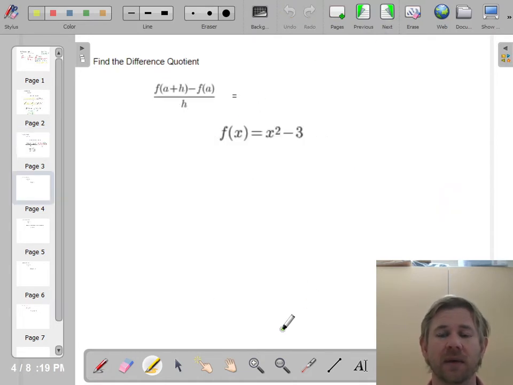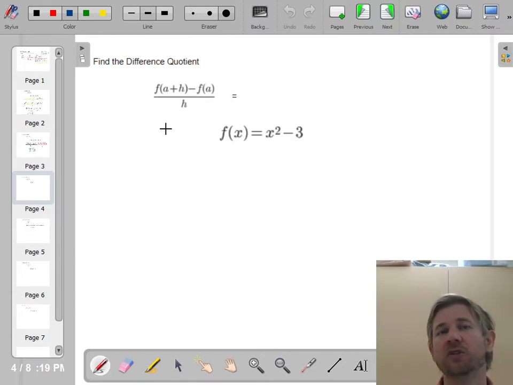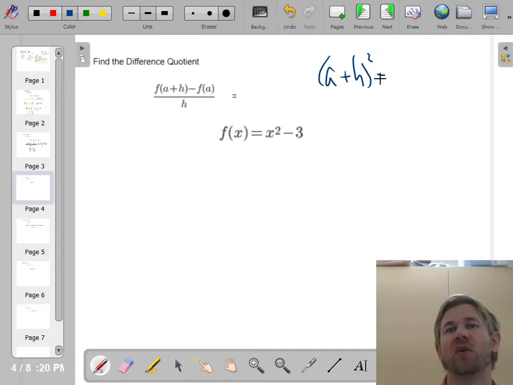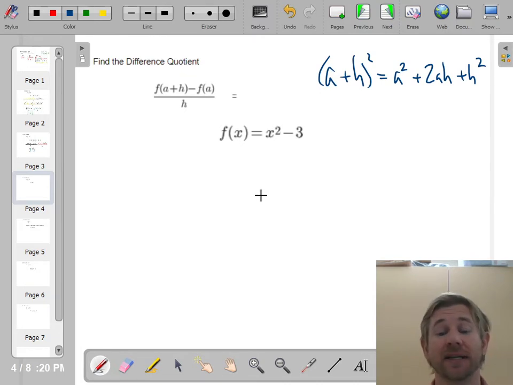Let's try another one. This is a parabola, so I'm going to have to do a little bit of work. I'm going to plug the difference quotient in. I'm going to use f of a plus h. So it's a plus h squared minus 3. So I will expand a plus h squared again. I did it before, but the answer is a squared plus 2ah plus h squared. I did it earlier in this video, so if you want to see me do it again, go back and watch.